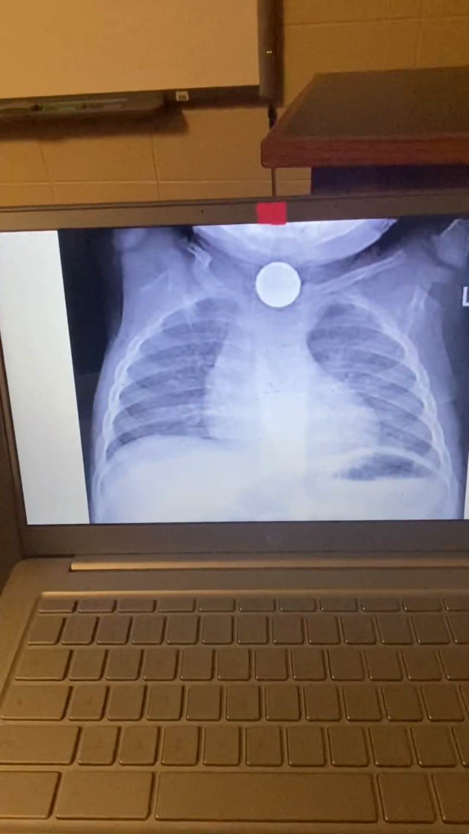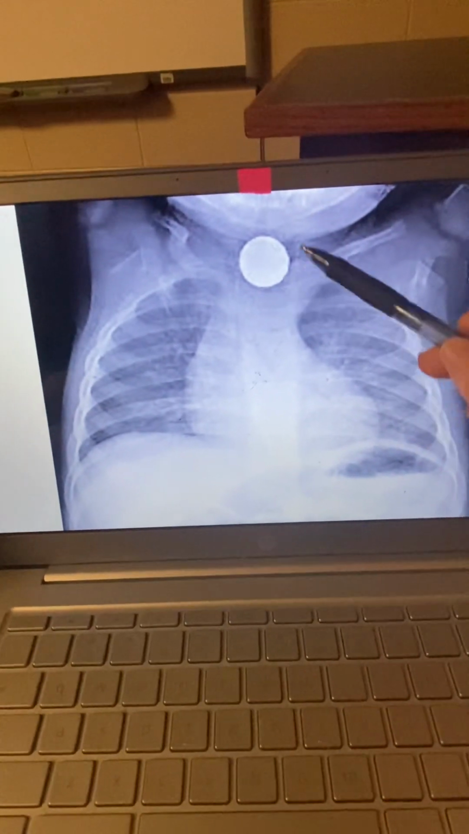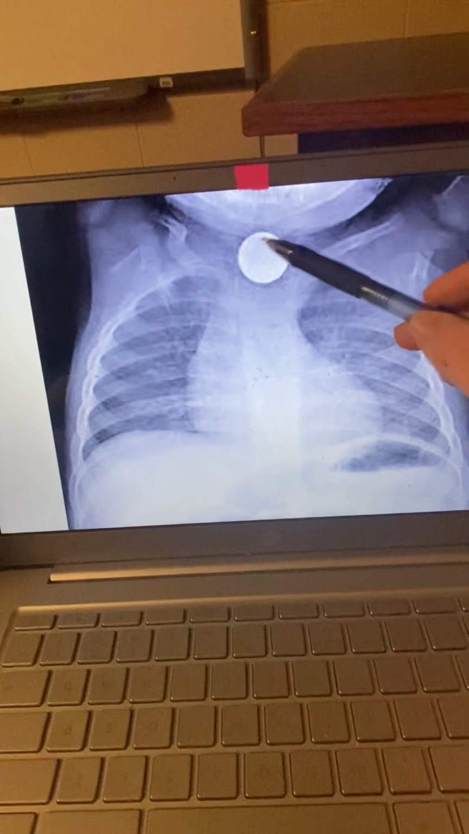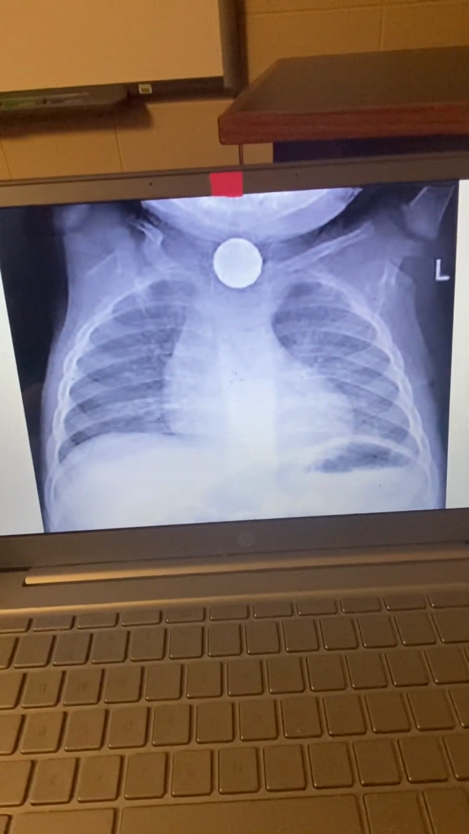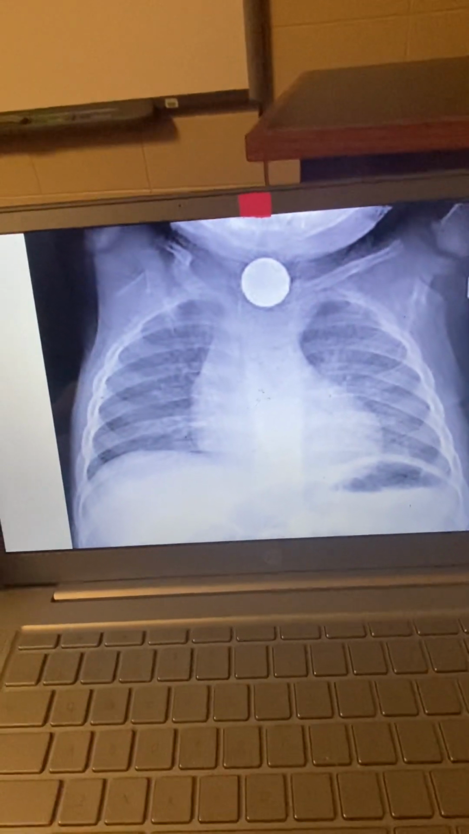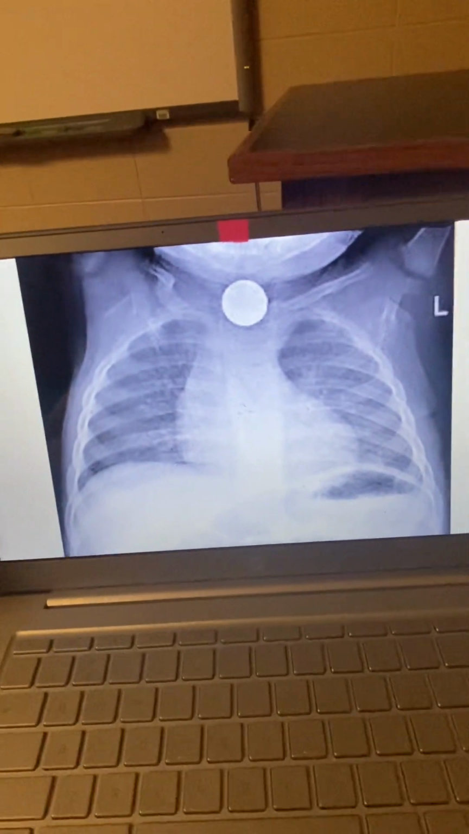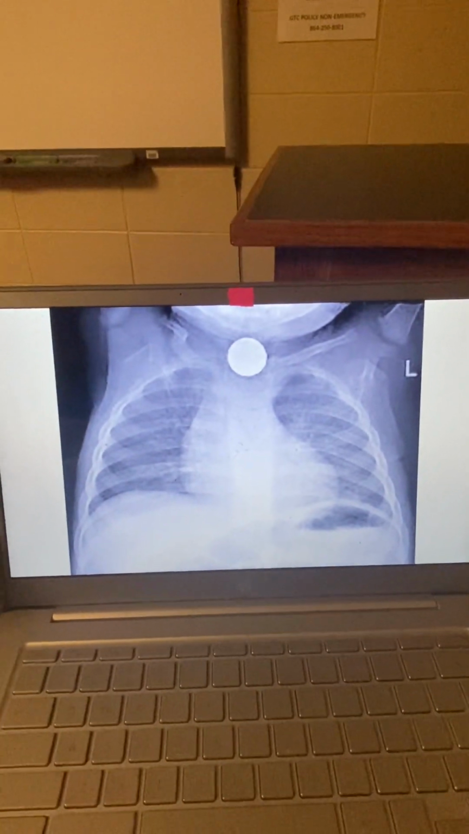And on this one, it is a foreign body aspiration. Clearly you can see this big coin in this child's esophagus. So that's never a good day for anybody. So yeah, that's it. I would take my gloves off, wash my hands, and chart my procedure.